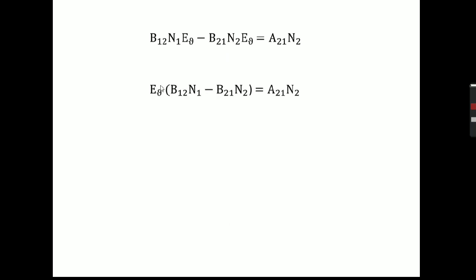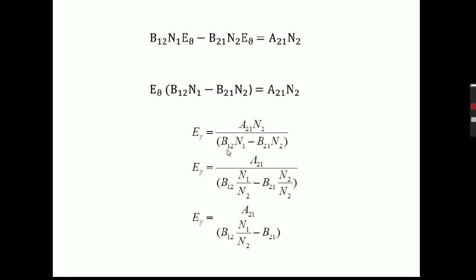E nu is in two terms. Take this term to the left hand side so that you get this expression. Take it common. Bring the term inside the parenthesis to the right hand side, so that you get B12 N1 minus B21 N2, and bring N2 down to the denominator of each term. So N1 by N2, N2 by N2. This cancels and B21 remains, with N1 by N2 here.